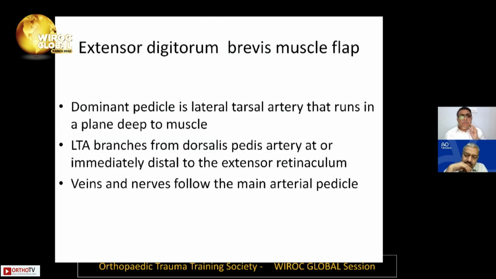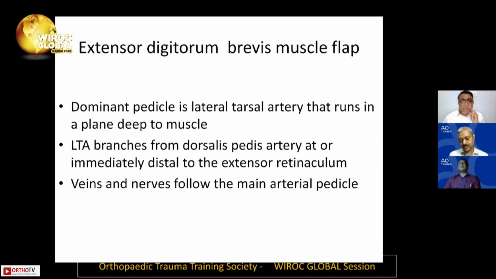Another example where we have used the extensor digitorum brevis muscle flap. The dominant pedicle is the lateral tarsal artery that runs in a plane deep to the muscle. The lateral tarsal artery branches from the dorsalis pedis artery at or immediately distal to the extensor retinaculum. Veins and nerves follow the main arterial pedicle.